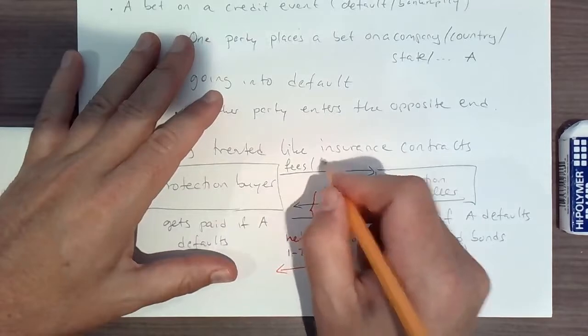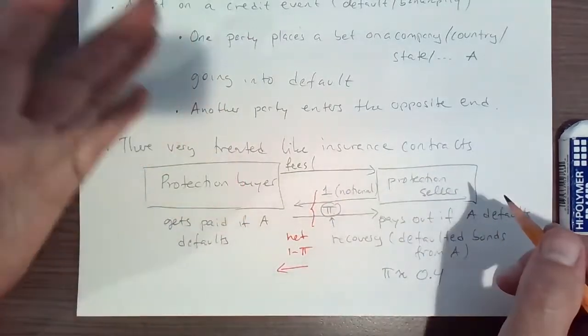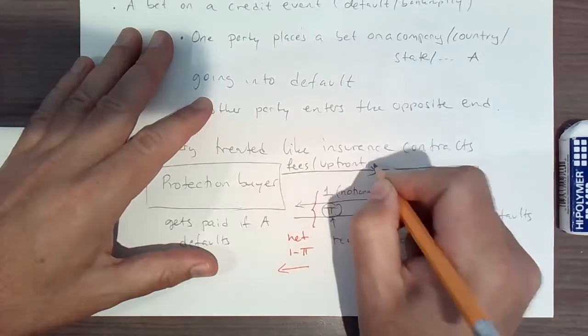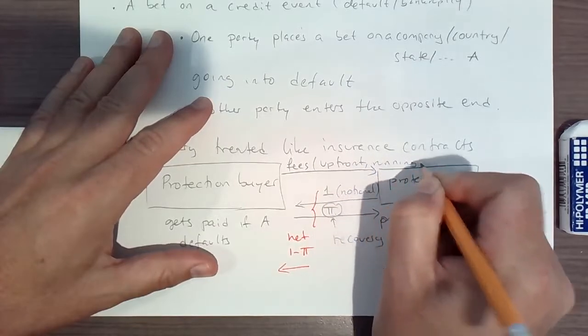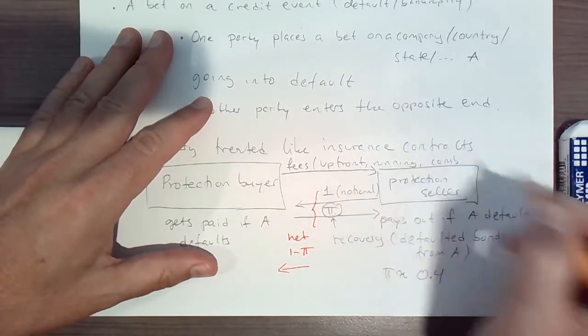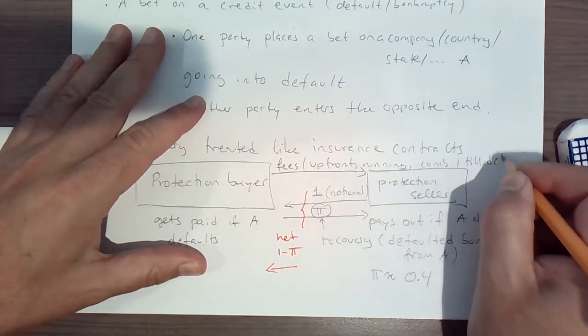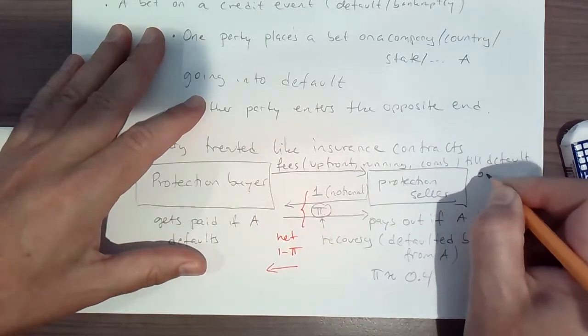So this can be like an insurance contract. You can pay your fee up front. It can either be up front, it can be running, or some combination. And these fees you pay till default or expiry.